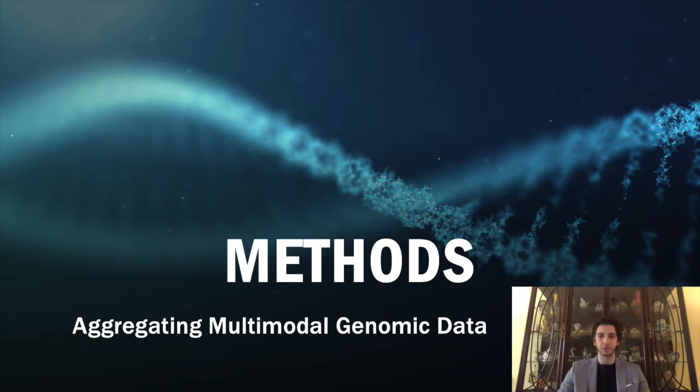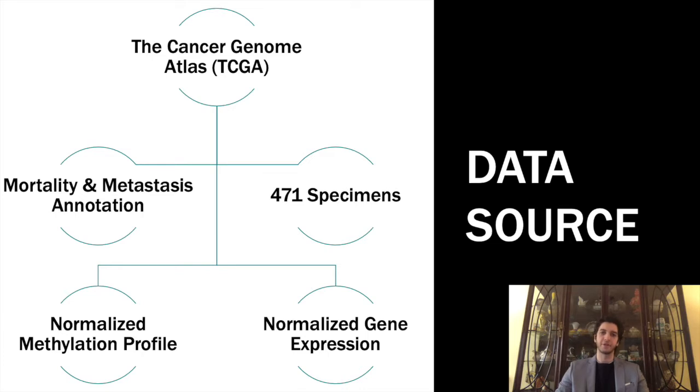Through the aggregation of multimodal genomic data. To test our hypothesis, we first collected open source, freely available data from the Cancer Genome Atlas, or TCGA. We identified 471 specimens with the histological diagnosis of cutaneous melanoma. Normalized gene expression and methylation profiles were extracted, and all samples were annotated with mortality and metastatic status.